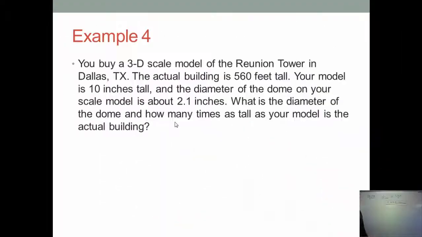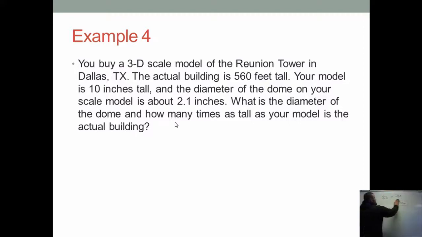Example 4. You buy a model, a 3D scale model. So it's pretty neat. It actually looks like the object. And the object that we have here, or the drawing or the scale model, is of the Reunion Tower in Dallas, Texas. The actual building is 560 feet tall, so kind of big. Your model that you built is 10 inches tall. And you know the diameter of the dome at the top is about 2 inches wide. What is the diameter of the dome, and how many times as tall as your model is the actual building?